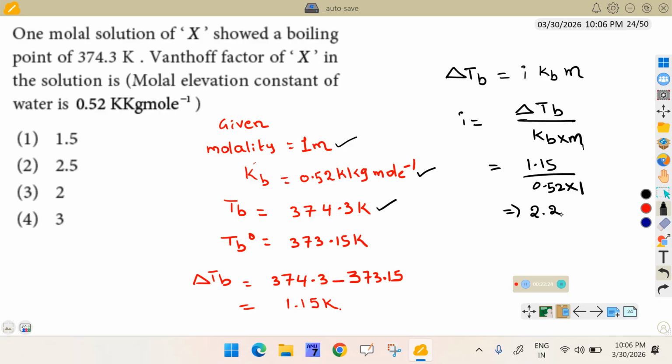2.2. But do one more thing. Boiling point value you can take as 373. Then you will get here 1.3. Substitute 1.3. 1.3 divided by 0.52, you will get 2.5. Correct answer is second option.